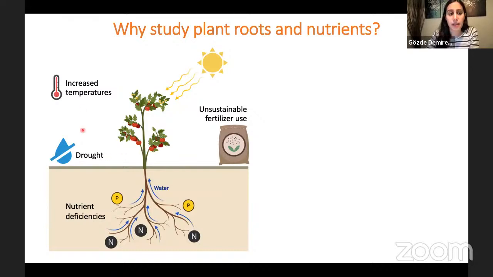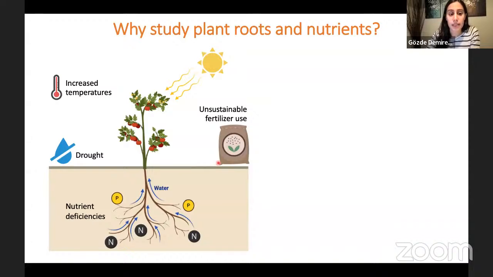Given these changes in the environment, as well as the increasing human population, we need to increase the crop productivity, but we need to be able to do it in a sustainable way. So over the last century or so, we've been using a lot of chemical fertilizers in an unsustainable way just to increase the crop yields, but these fertilizers had negative consequences on the environment.